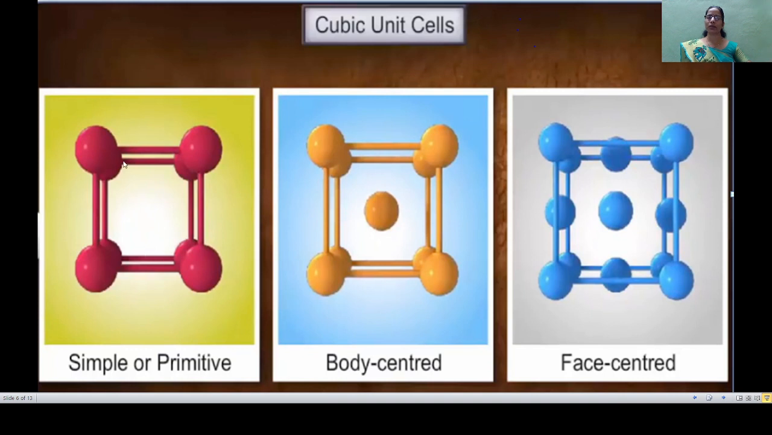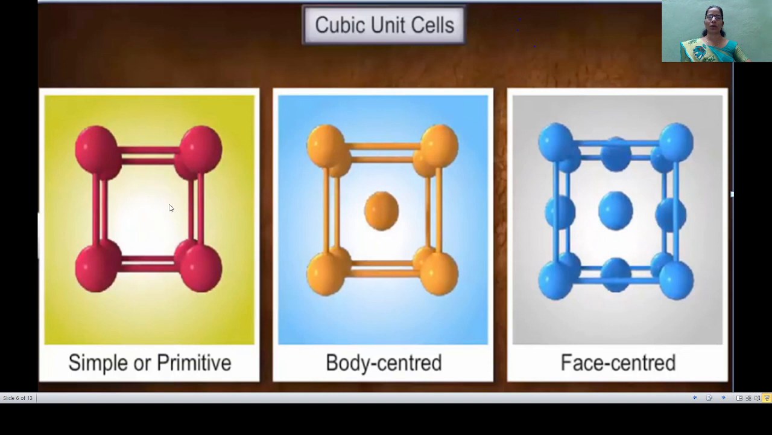In the simple cubic unit cell, you will observe that particles are present only at 8 corners, while in body centered cubic unit cell, along with corner particles, one particle is present within the body of the cube, while in face-centered cubic unit cell, the particles are present at the centers of six faces along with the corner particles.